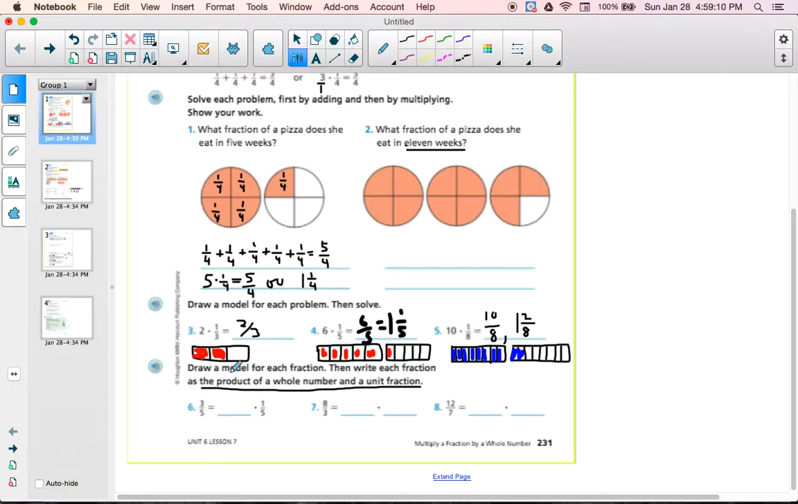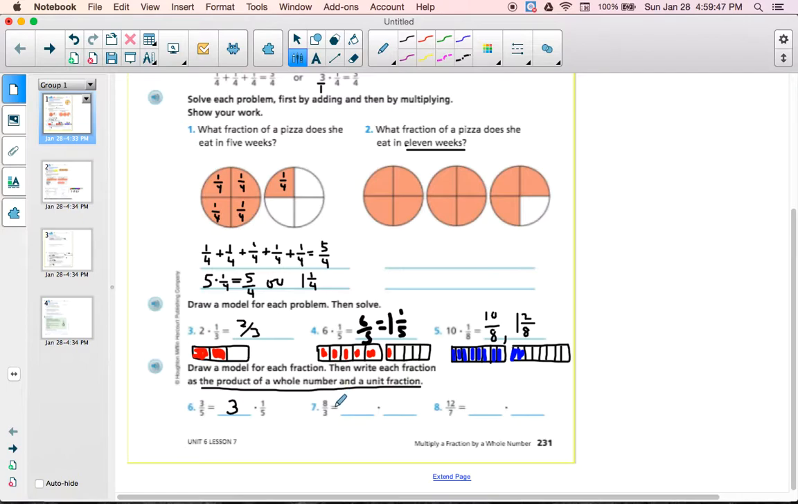All right, now it says draw a model for each fraction, then write each fraction as the product of a whole number and a unit fraction. So we can draw a model for that. 3/5 equals, well, how many 1/5 are there? Well, there are 3 1/5. 1/5 plus 1/5 plus 1/5 gives you 3/5. So I'm going to write 3 in here because if I multiply 3 times 1/5, I get 3/5.